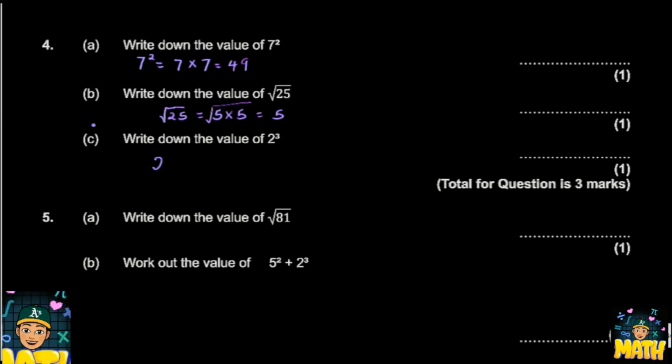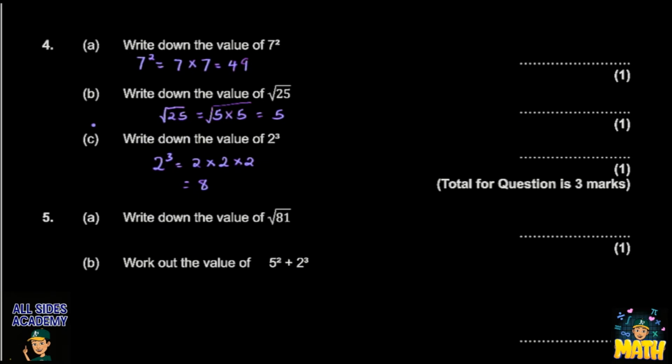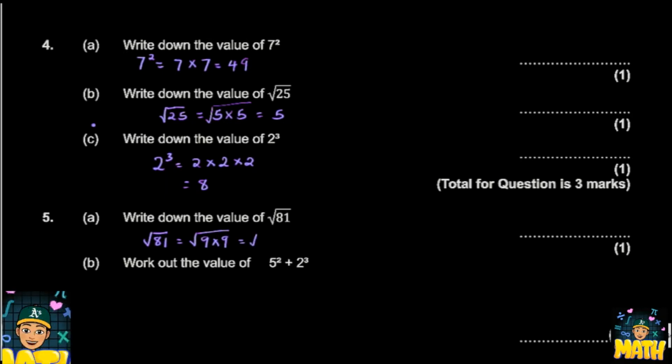Write down the value of 2 cubed. 2 cubed is multiplying 2 by itself 3 times. 2 times 2 times 2, and that gives you 8. Write down the value of the square root of 81. All right, so 81 can be written as 9 times 9. So the square root of 81 is 9.